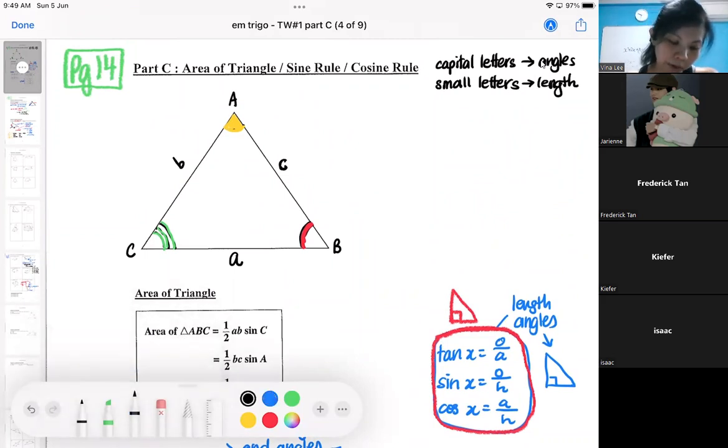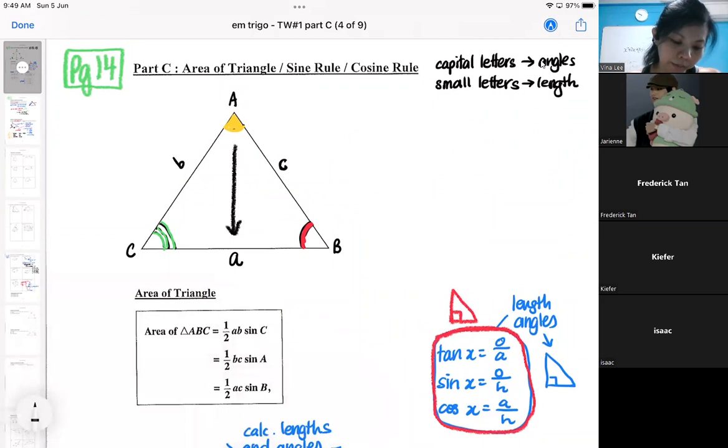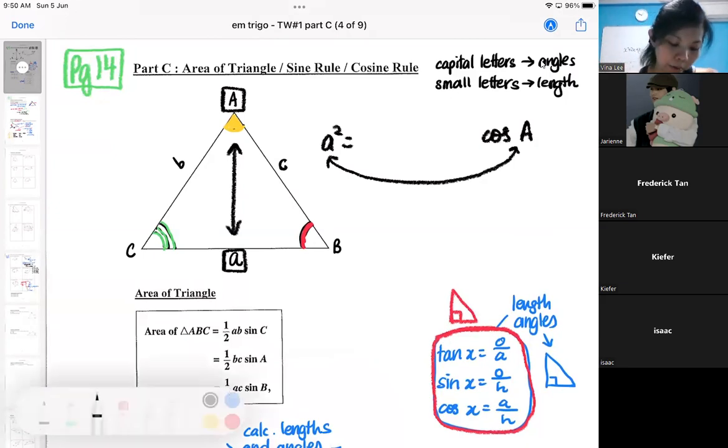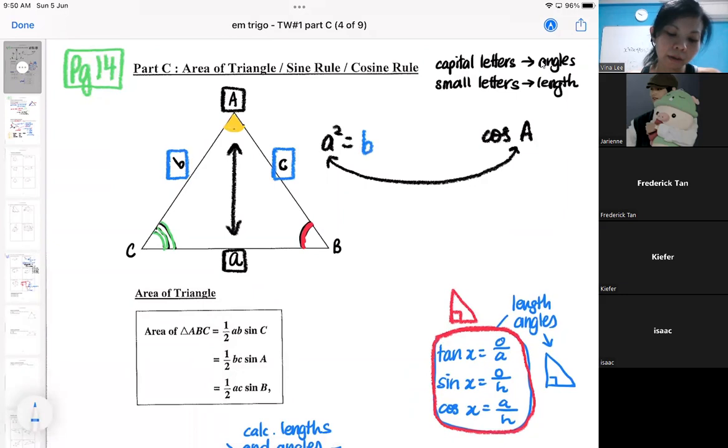So if I'm going to be doing the cosine rule, I want you to take a look. Look at the arrow, angle A and A. It will form something like this. Can you see the arrow? The arrow is the angle and the length, correct? So this is how I'm going to form my cosine rule. I'm going to form my cosine rule with a fake Pythagoras theorem.